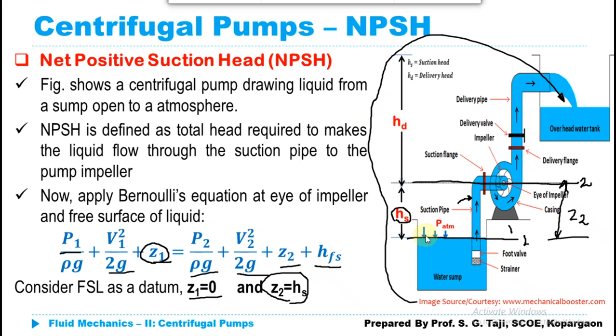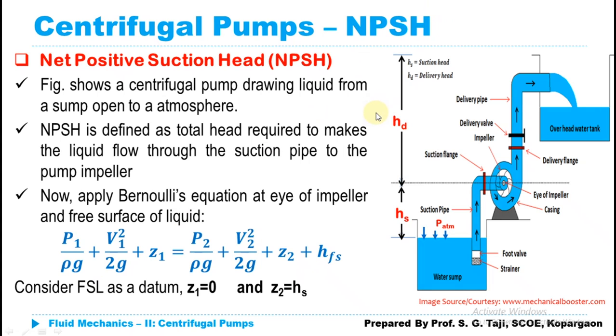Now another thing, the pressure at section 1 is the atmospheric pressure. So we can write this as P atmospheric upon rho g. Again, our liquid is static at section 1, so the value of V1 square upon 2g will be equal to 0.